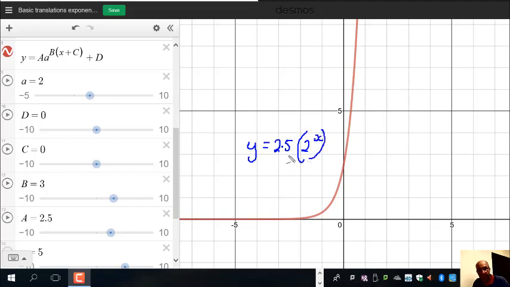I'm just putting the brackets there so we don't have the 2.5 and the 2 run on together. Okay, so there's our 4 transformations, I should say.